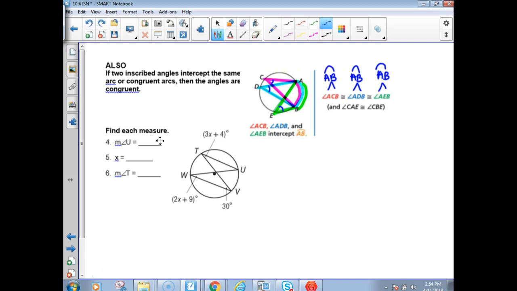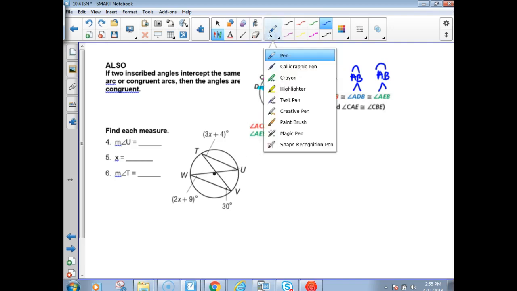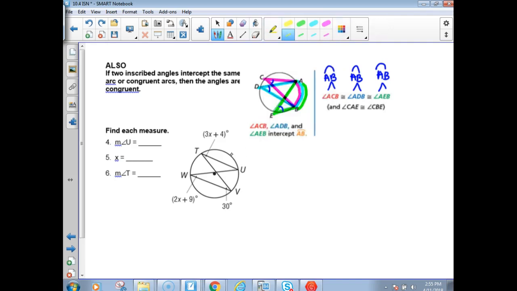All right. Find each measure. In this diagram, I want to find angle U. Which one is it congruent to? Well, I'll show you how to tell. So I'm going to highlight angle U. It is angle TUW. That intercepts arc WT. What other angle intercepts arc WT? Another angle that has a W. Yes, go ahead.